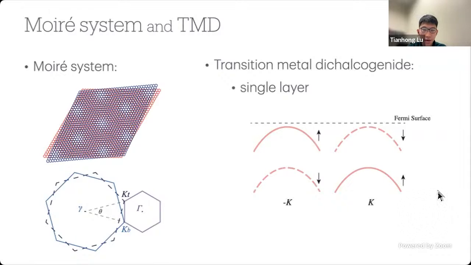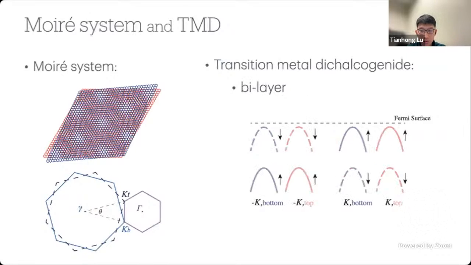If we have a bilayer TMD and first keep the two layers independent from each other, we just get two copies of them. In experiments, time reversal symmetry breaks spontaneously, so we just need to focus on one spin valley. This is called spin valley locking. For example, we just need to focus on the K valley with spin up, because that's the closest to the Fermi surface. The other spin valley is the time reversal copy.